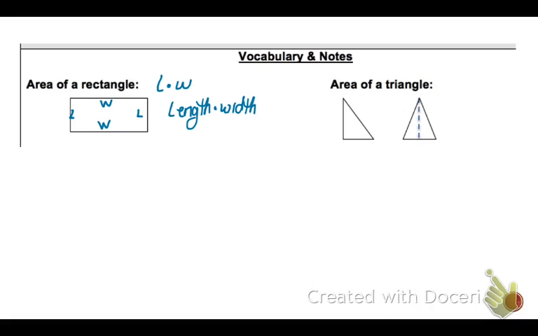And remember, when you are doing area, the thing that you have to keep in mind is that it's always going to be units squared. Perimeter is just in units. Area is always units squared.